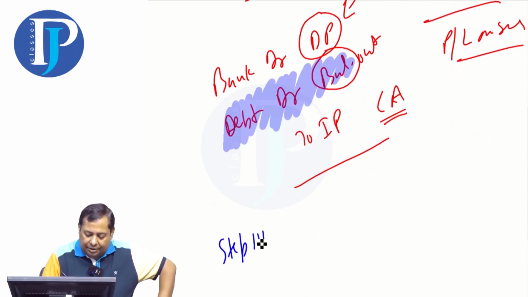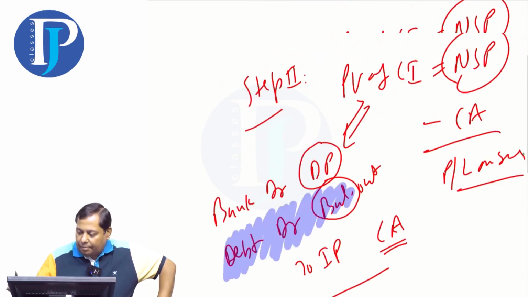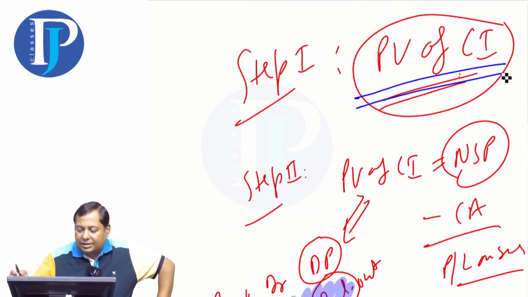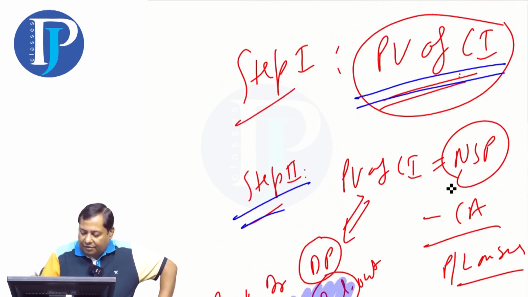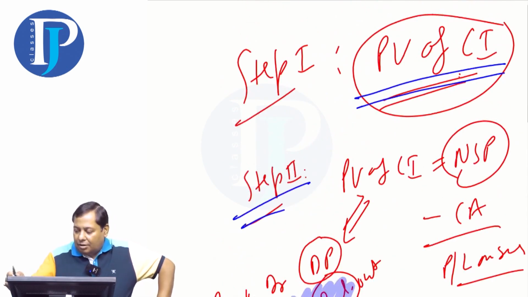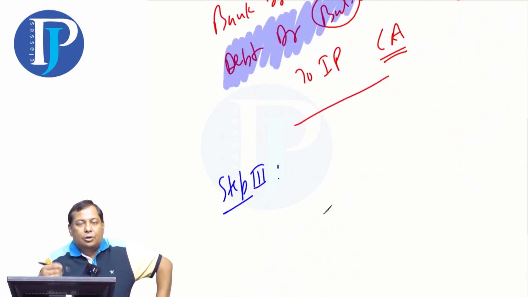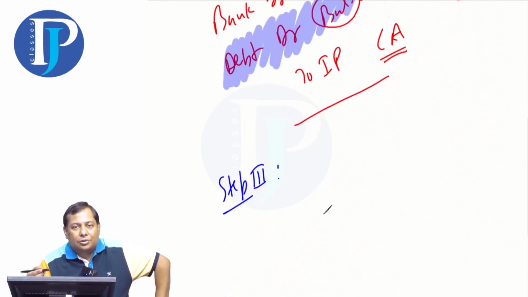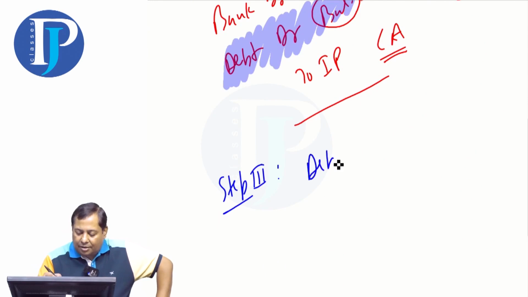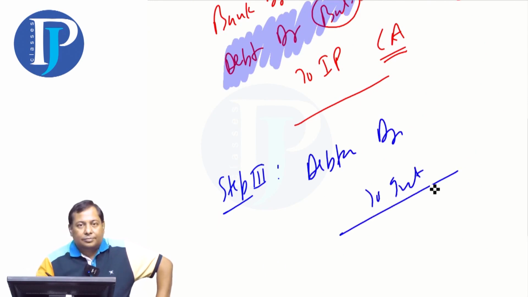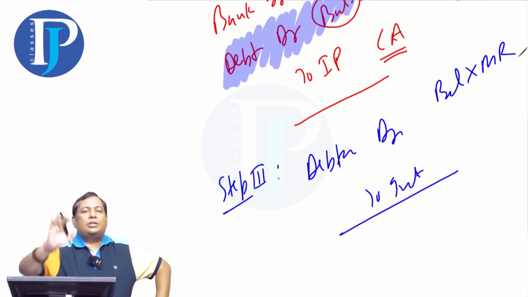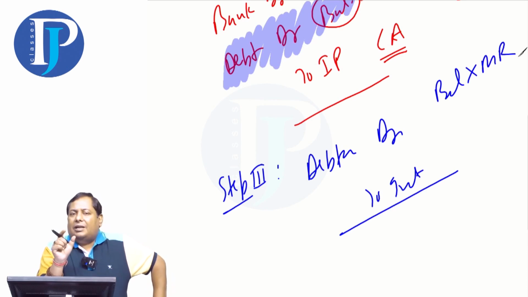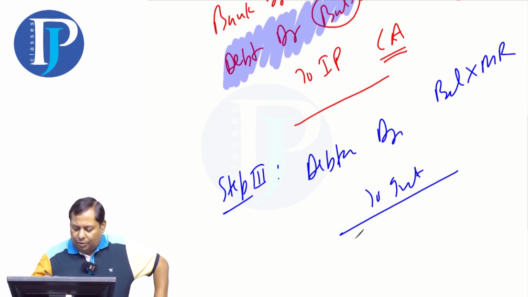I have reached step number 3. Tell me what was the first step? Find the PV of cash inflow. The second step is to find profit or loss. And the third step is to do the accounting for the installments. How will we do the accounting of installments? We will pass the first entry: debtors account debit, to interest. The market rate will be applied to the remaining outstanding balance. We will calculate interest on the due balance in the debtors account at the market rate.